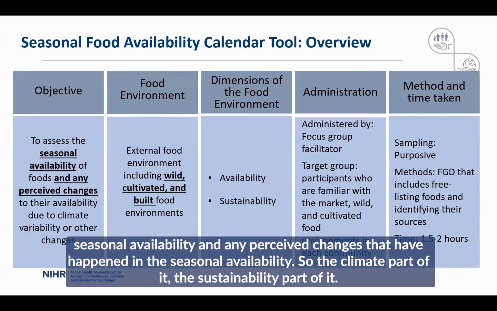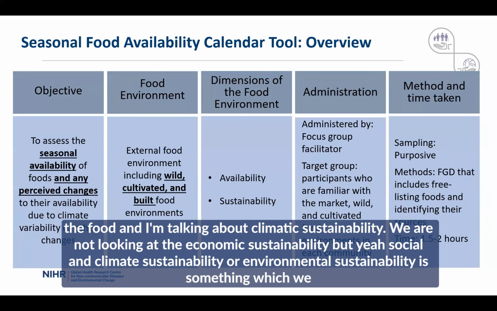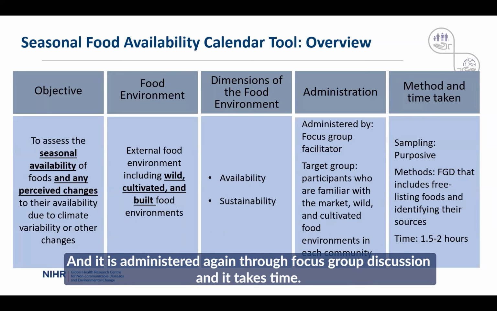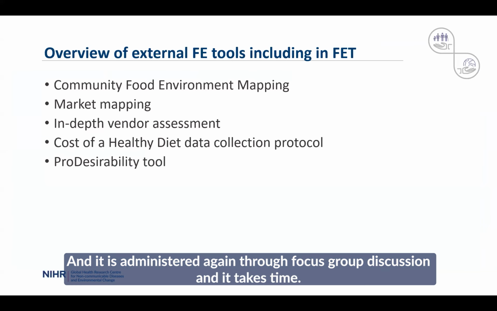So the climate part of it, the sustainability part of it, and I'm talking about climatic sustainability. We are not looking at the economic sustainability, but social and climate sustainability or environmental sustainability is something which we try to capture through this seasonal food availability calendar. The food environment that we are assessing: wild, cultivated, and built; dimensions: availability and sustainability. And it is administered again through focus group discussion.